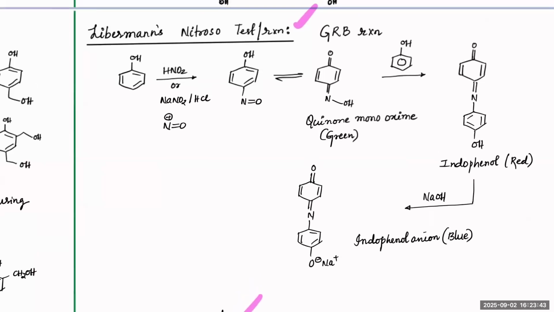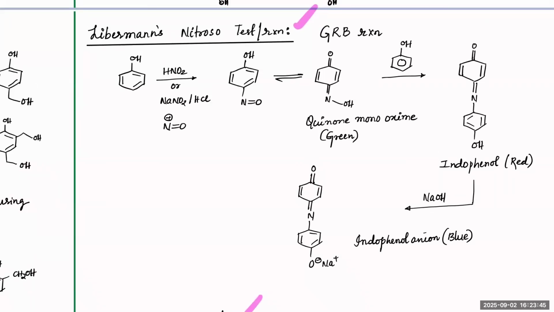Lieberman nitroso test. Very important. This is a test used to detect the phenol group. Lieberman nitroso is used in two reactions, beta. One is to predict phenols. Second one is to predict the 2-degree amines. One is to predict phenols, second one is to predict 2-degree amines. So it is a test used for both of them.